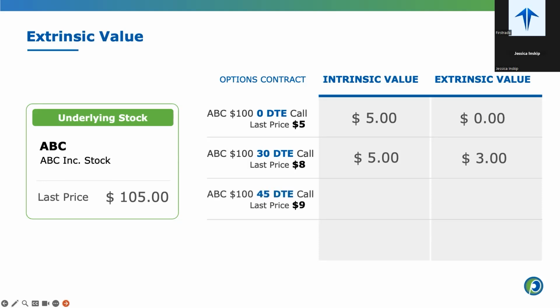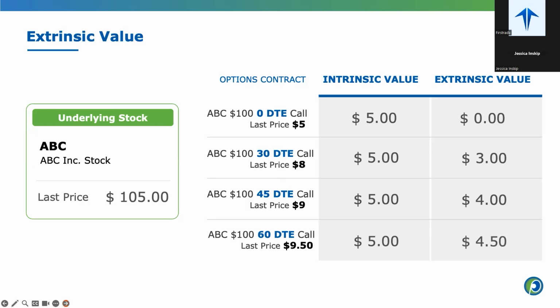Let's look at 45 days until expiration. So now we're going out 15 days, same strike price, and the premium is $1 more. So intrinsic value remains the same. Our extrinsic value is now $4. And let's move it out to 60 days until expiration. So another 45 days. The premium's $9.50. Strike price remains the same at 100, which means intrinsic value is $5 per share. And that excess extrinsic value is $4.50.